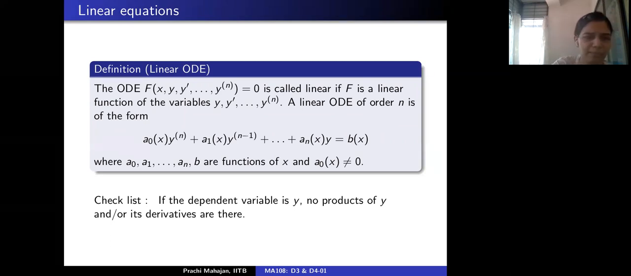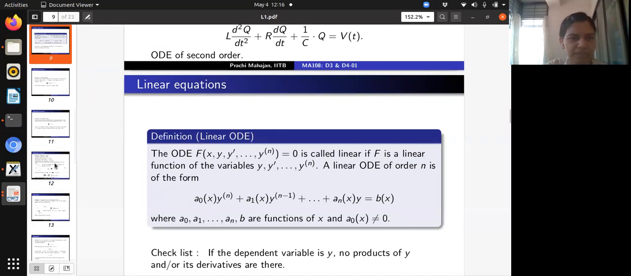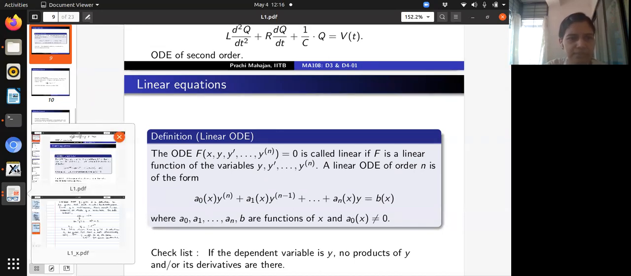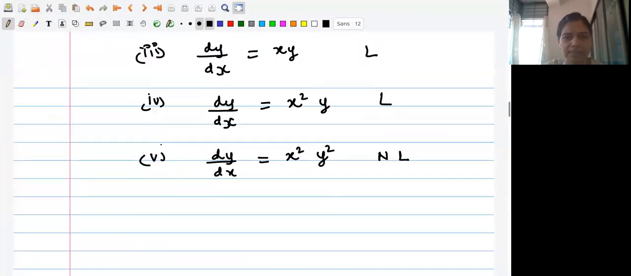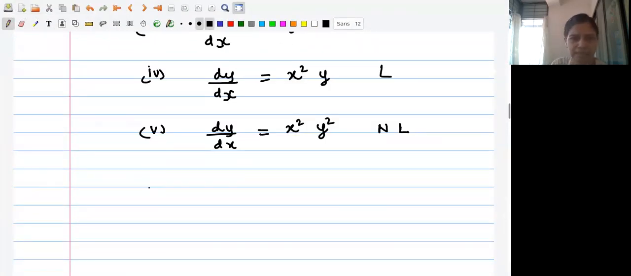I'll give you one more example. I think there is some confusion still. Where was I writing here? Let's look at this example.